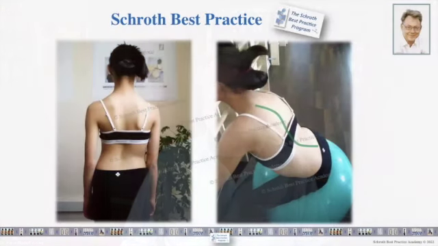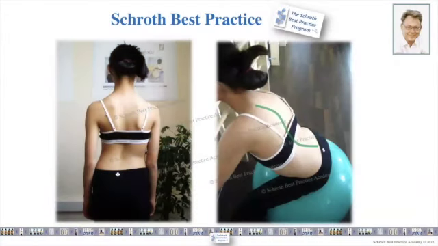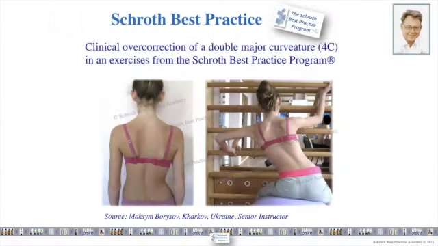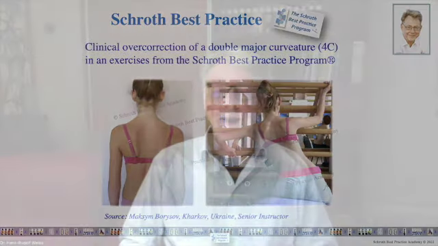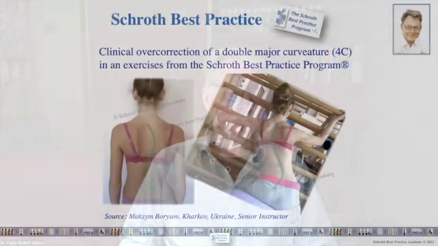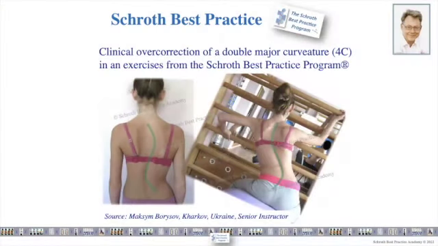The sagittal correction with lumbar lordization and thoracic kyphosation is visible as well. Here we have a 4C correction with both curves mirrored. This is better visible when the picture is rotated. Initially we have a right thoracic and left lumbar curve, and in the exercise, as you can see, we have a left thoracic and a right lumbar curve.